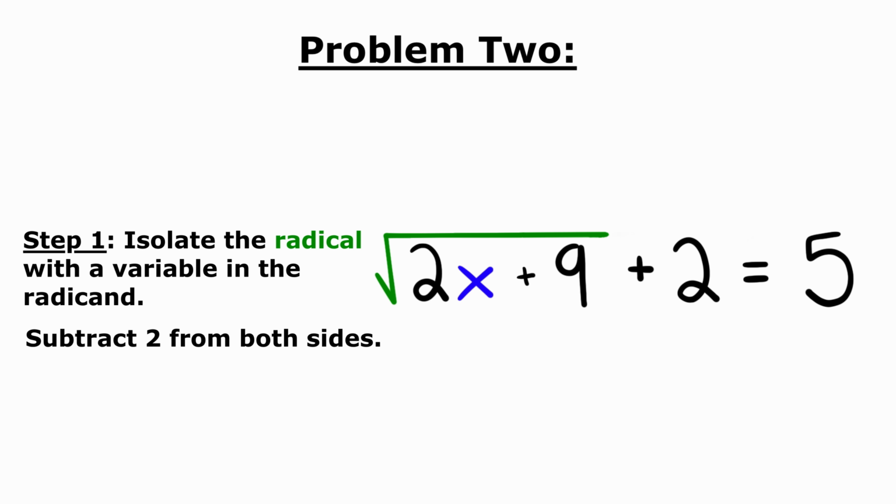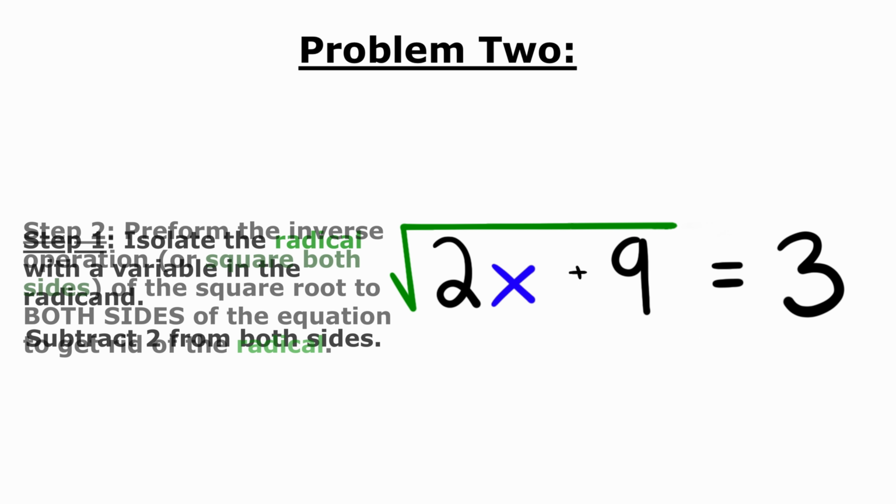Step 1. Isolate the radical with a variable in the radicand. This time, the radical is not alone because we are adding 2 to it. All we have to do to get rid of this 2 is subtract it from both sides, like we would from any other linear equation.